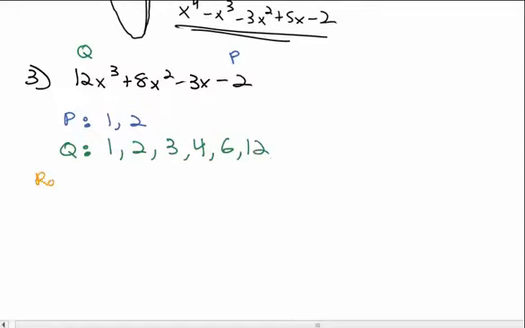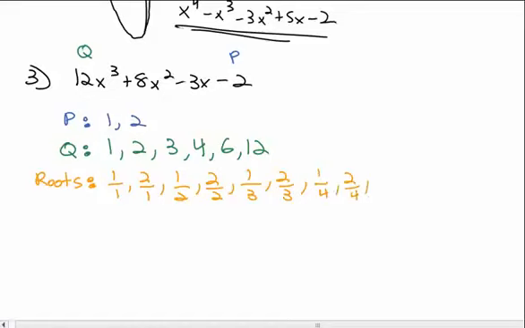And so for our possible roots, we put the 1 over all the Q's, and the 2 over all the Q's. So first we put them over 1, 1 over 1, 2 over 1. Then put them over 2, 1 over 2, 2 over 2. Put them over 3, 1 over 3, 2 over 3. Put them over 4, 1 over 4, 2 over 4. Put them over 6, 1 over 6, 2 over 6. Put them over 12, 1 over 12, 2 over 12.